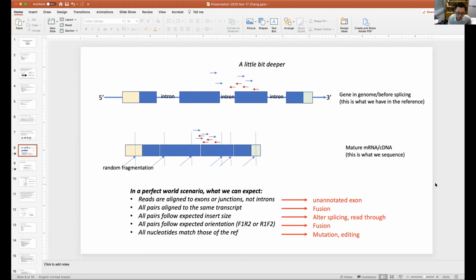But I would say differentiating a mutation from editing is not that easy, because you do need the DNA level data to ensure this variant is not happening on the DNA level. Rather, it's only happening on the RNA level. That's called RNA editing.